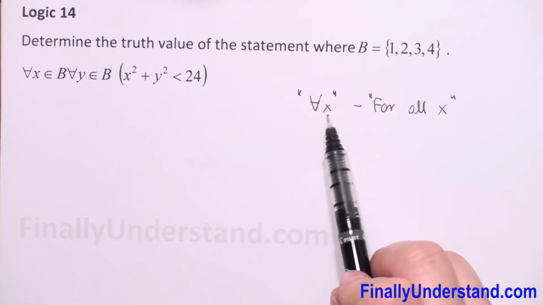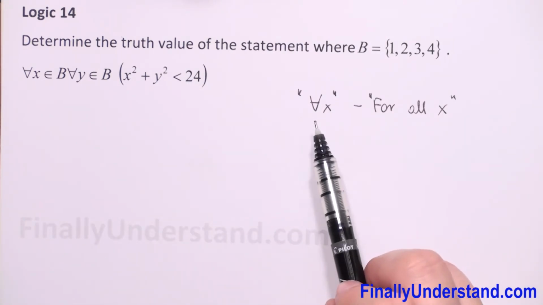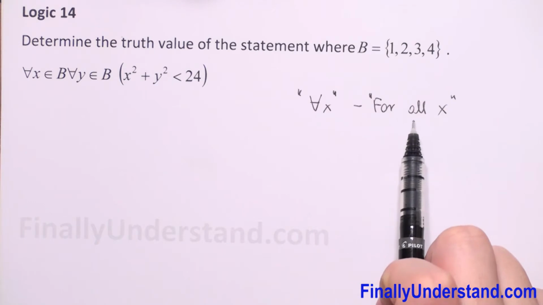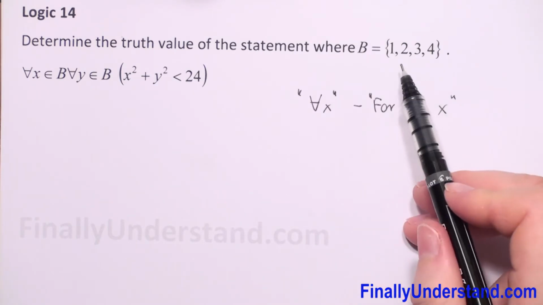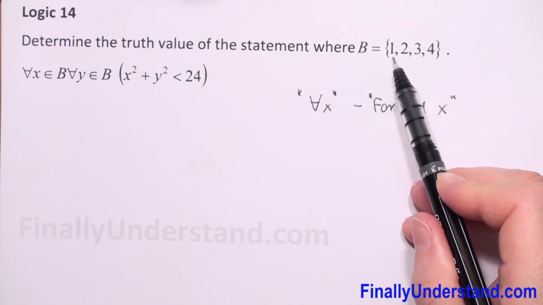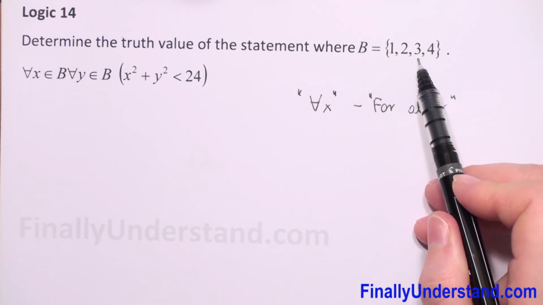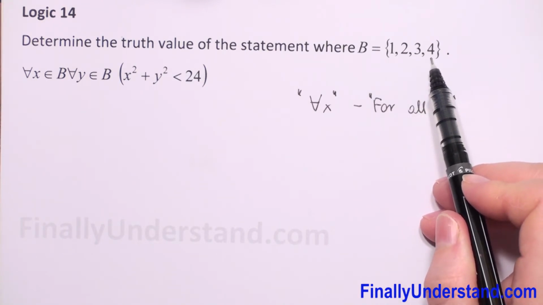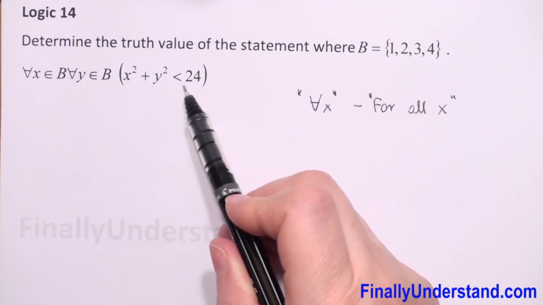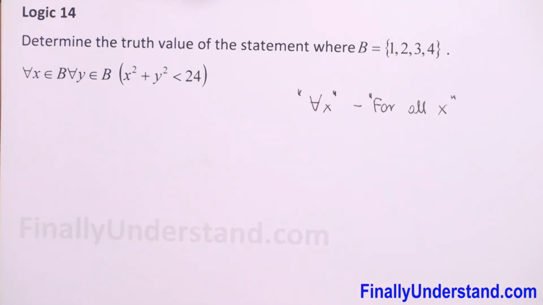When we have this symbol, which means for all x, it means whatever you choose, x equals 1, x equals 2, x equals 3, x equals 4, this inequality must be true.